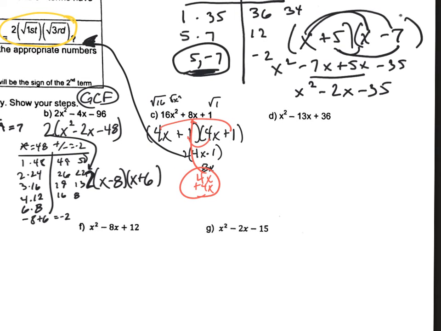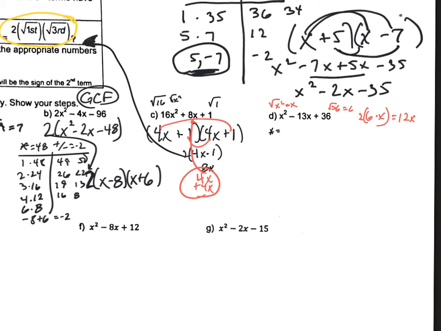Now here's kind of a tricky one, because we know the square root of x squared is x, and we know the square root of 36 is 6, but check the middle term. Is 6 times x times 2, well, that's a 12x, so that's not 13. So 6 times 6 is probably not going to work here.